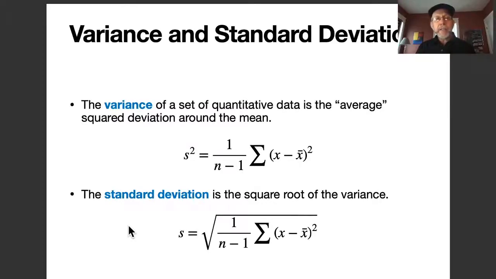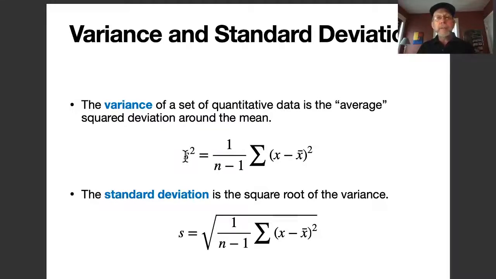So the variance of a data set is the quote-unquote average squared deviation of the data around the mean. The reason I put the quotes on that is because of the formula you see here. S squared is the variance, and it's an average. Usually when we think about averages, we see a 1 over n, where n is the sample size. Here it's 1 over n minus 1, but the idea is the same. This is still to be thought of as an average.